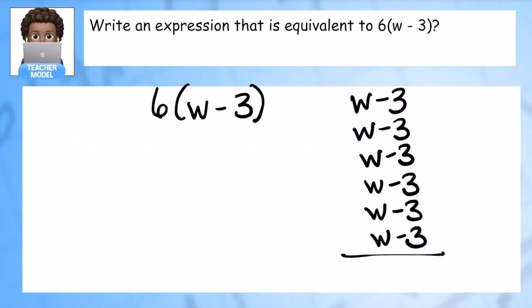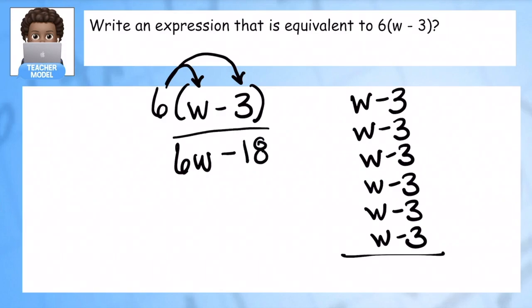Or you can look at this and go, I have 6 groups of W. Or in your mind, you're going, what is 6 groups of W? 6W. And I have 6 groups of negative 3. That would be negative 18. And that is it. That's all I did, Math Marbles. I just did 6 times W, 6 groups of W, and 6 times negative 3. That's all I physically did in my brain to get this answer, 6W minus 18.